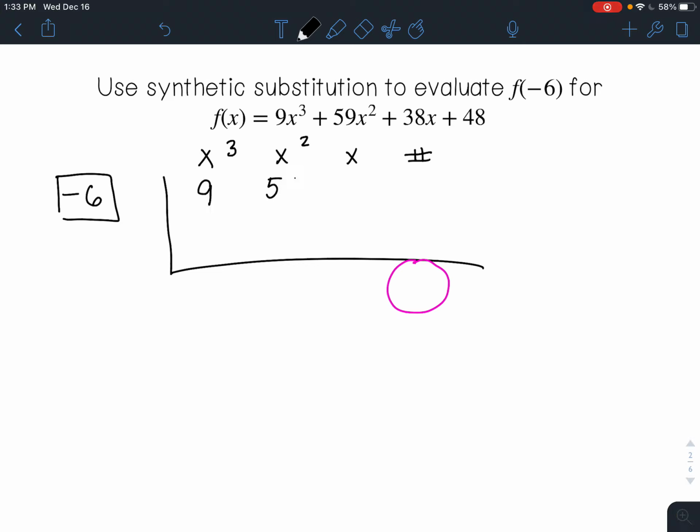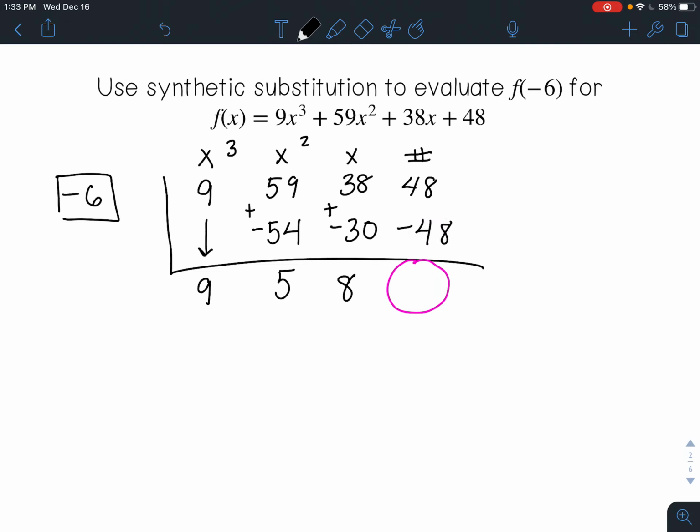So putting in my coefficients, I have 9, 59, 38, and 48, and then we're just going to go through synthetic division. So drop down the 9 and then multiply by the box number. So I'm going to get 9 times -6 is -54. Add down and I'm going to get 5 left over. -6 times 5 is -30. Add down again, we get 8. And then -6 times 8 is -48. And when I add down, I get a remainder of 0.